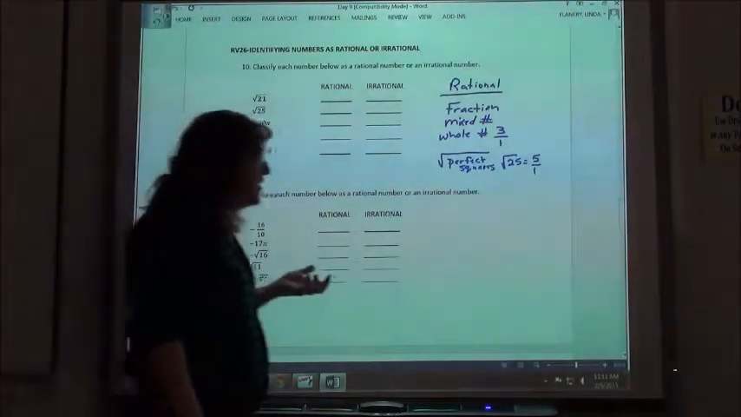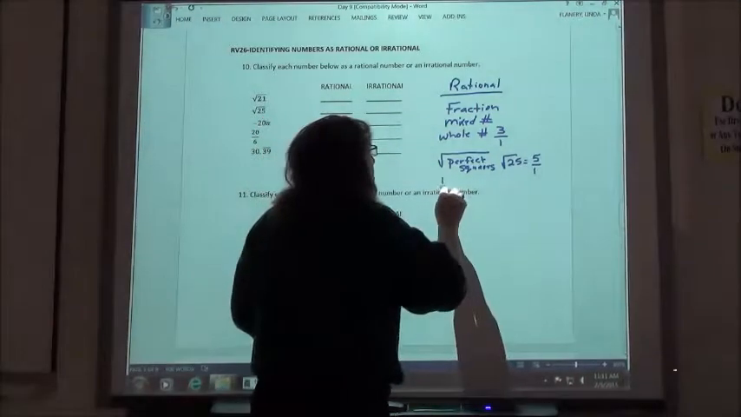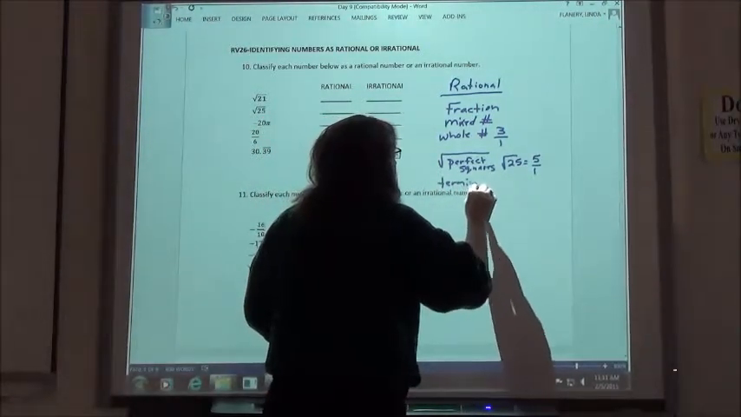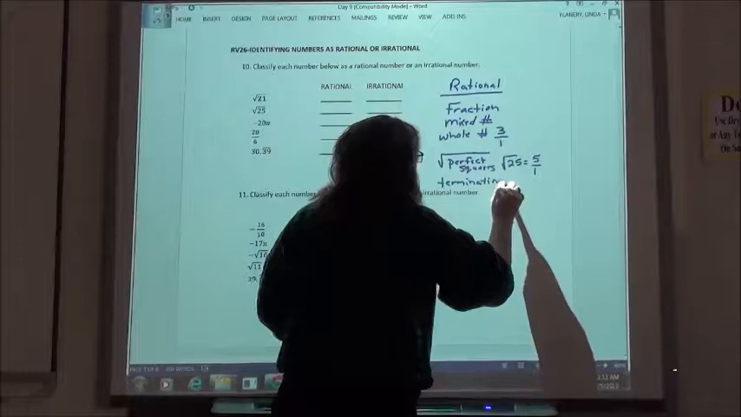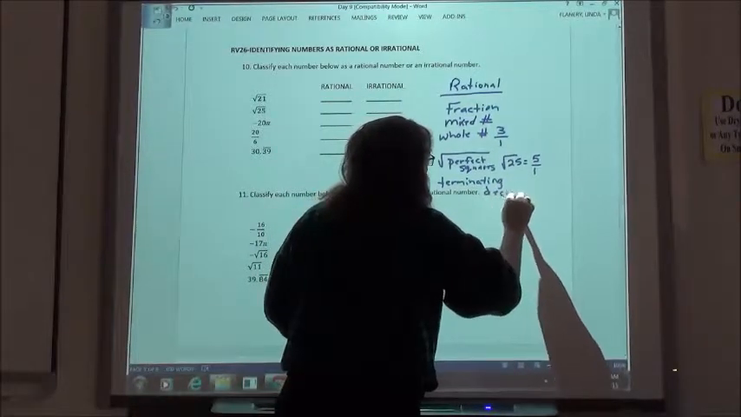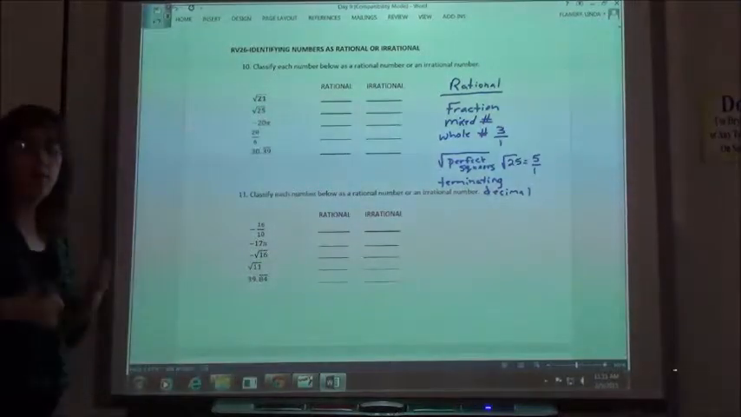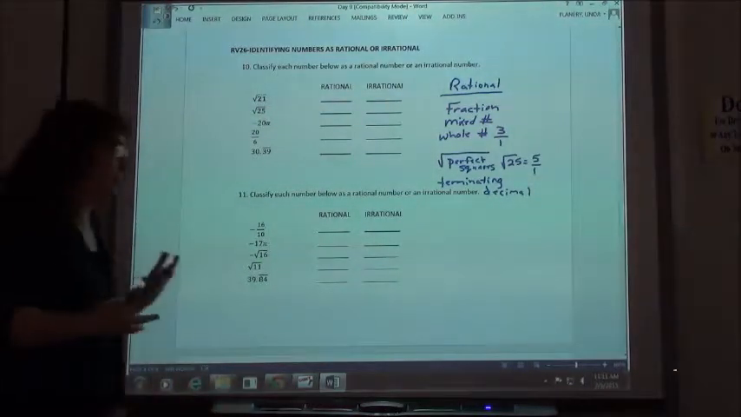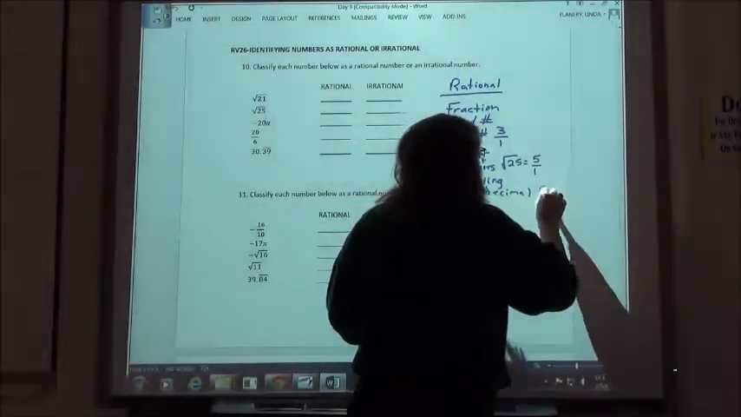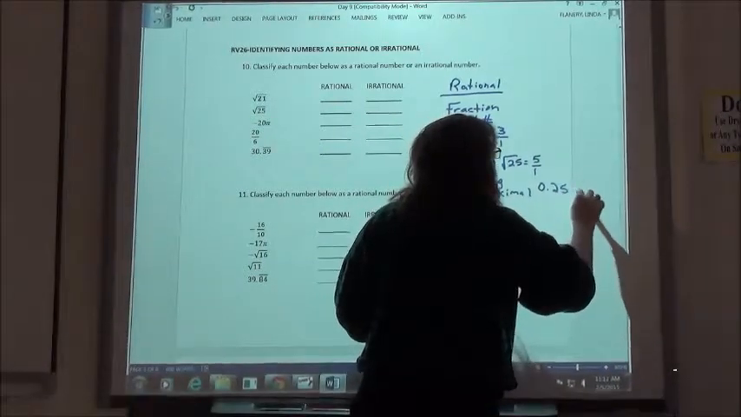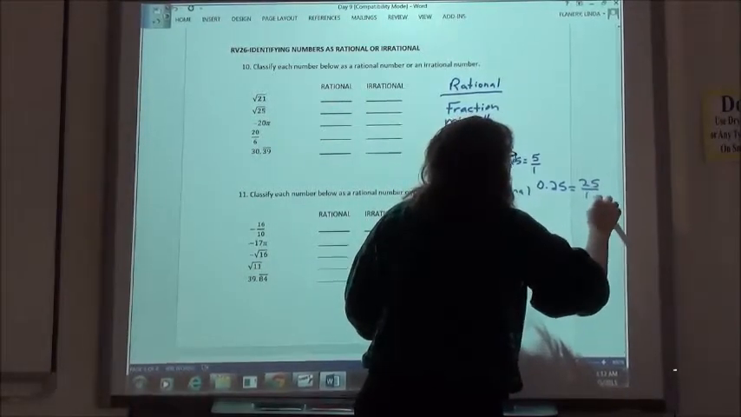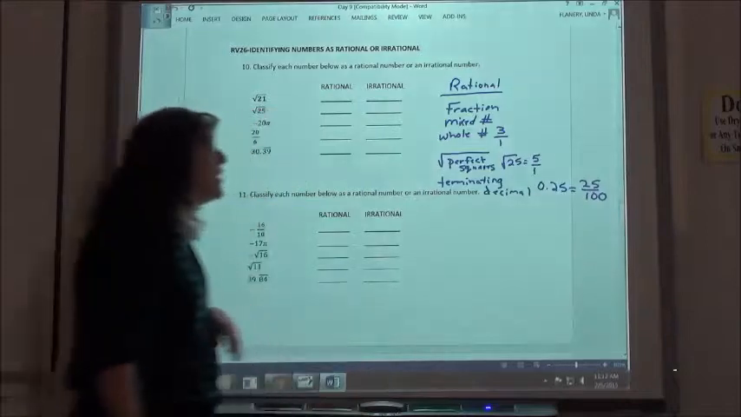I still have other things that are rational numbers. Terminating decimals. Well, what in the heck's a terminating decimal? A terminating decimal is one that ends, like 0.25. 0.25 we said was 25/100ths, and now I've just written it as a fraction.